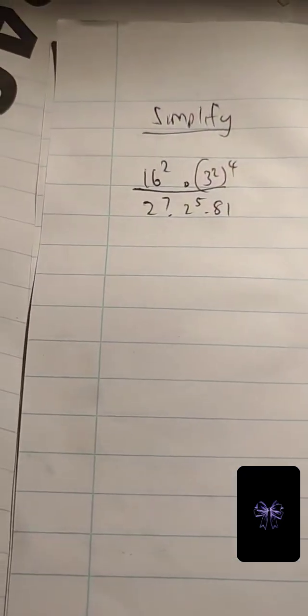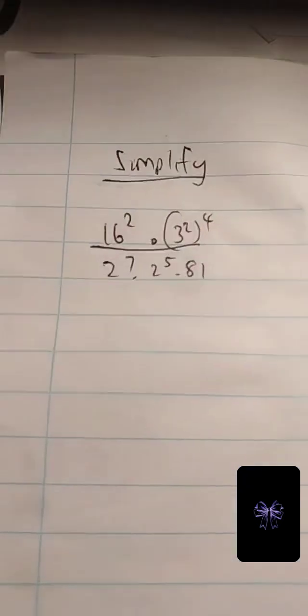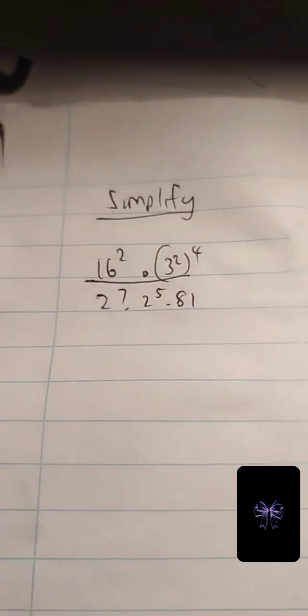All right, let's look at some simplification then. Simplify exponents type questions and just see if we are on the same page. If I say to you, let's just say 16 to the power 2 times 3 to the power 2 raised to the power 4 over 2 to the power 7 times 2 to the power 5 times 81, and I said let us simplify this, what are your first thoughts?